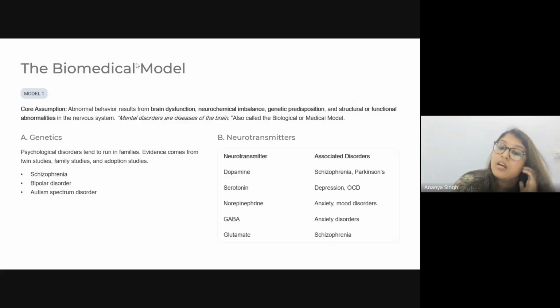Serotonin in depression goes down. Norepinephrine is also implicated in anxiety and mood disorders. GABA is the main inhibitory and glutamate is the main excitatory neurotransmitter. These neurotransmitters are also implicated in anxiety and schizophrenia disorders.